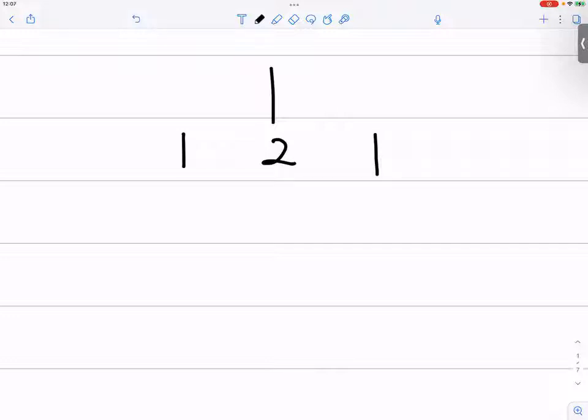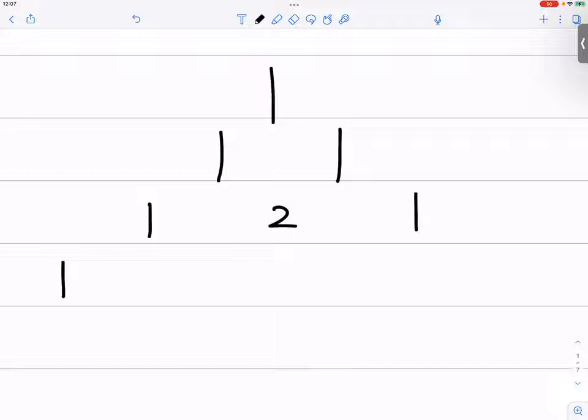And then the following, no, sorry, my bad. No, I mean this, okay? So this is the second row. And then the third row is this. The third row. And then the fourth row, the next one, is 1, 3, 3, 1.